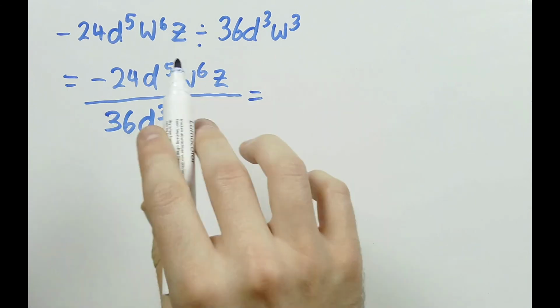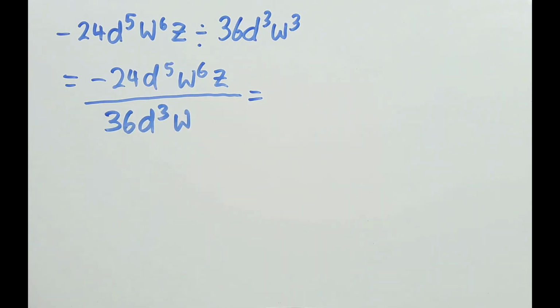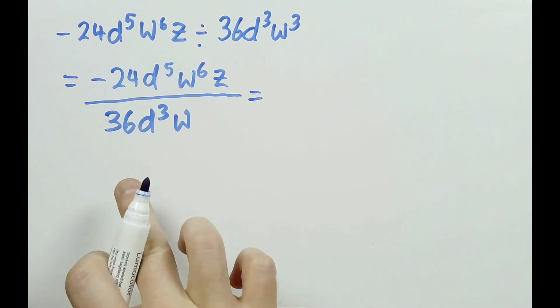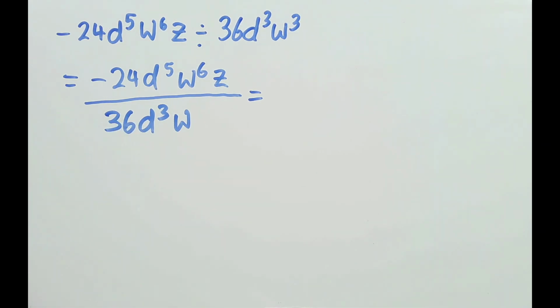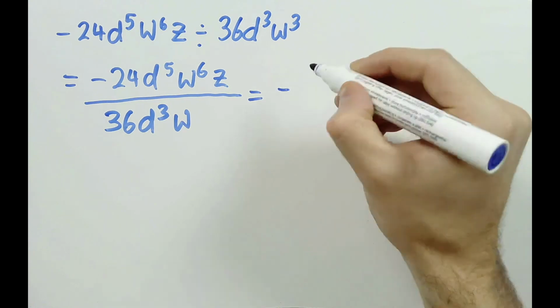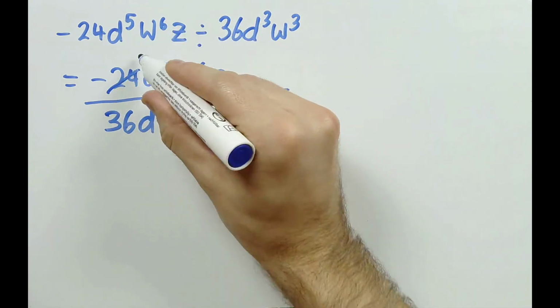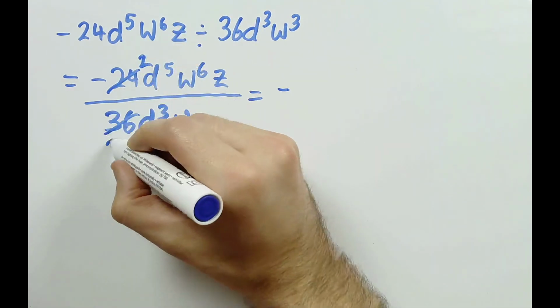Because we only have one term in the numerator and one term in the denominator, we're allowed to cancel different components. So for the numbers, we can see that we've got a common multiple between 24 and 36, common multiple of 12. 12 goes into 24 twice, 12 goes into 36 3 times. So we're left with 2 in the numerator, 3 in the denominator.